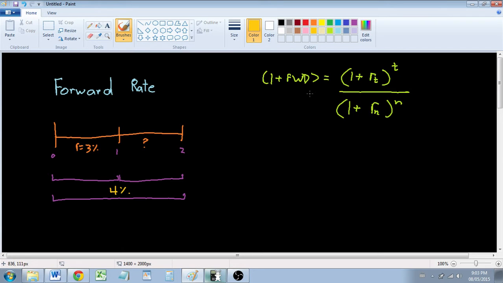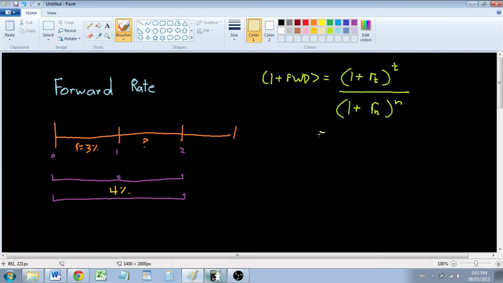So here we have our formula. 1 plus the forward rate is equal to the interest rate for the longer duration period, and this is our interest rate for the shorter duration period. It doesn't have to be just one year and two years. It could go on for quite a while, and you just have to realize that this is going to be a longer period and this is going to be a shorter period.